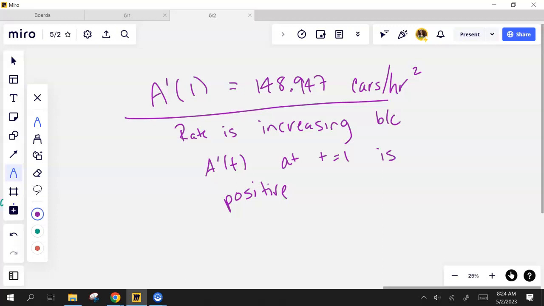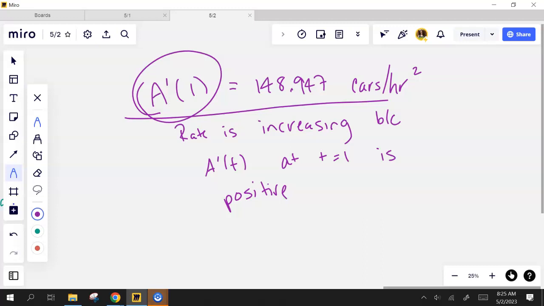All right, so that was a 2-pointer. Check out everything. Even if you got the wrong value for the derivative at 1, as long as you wrote this, you get a point. That's pretty cool. So knowing that you had to take the derivative, even if it was wrong.